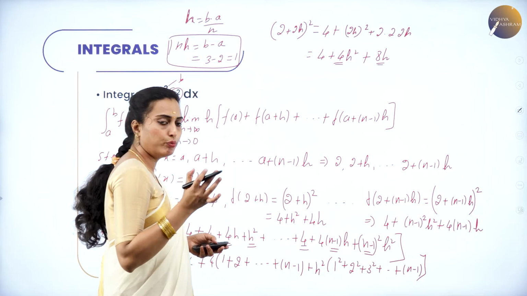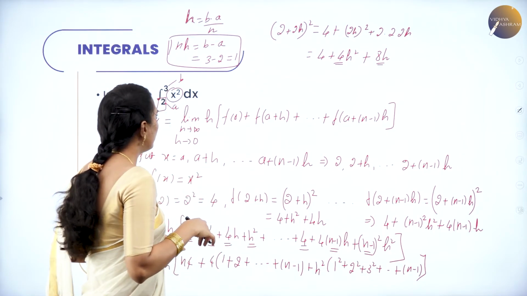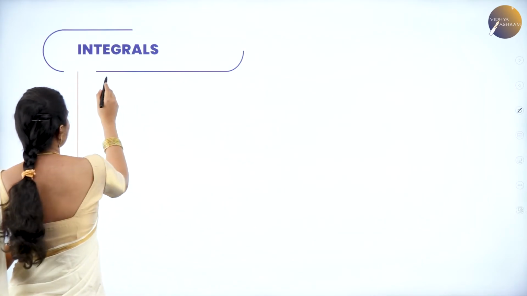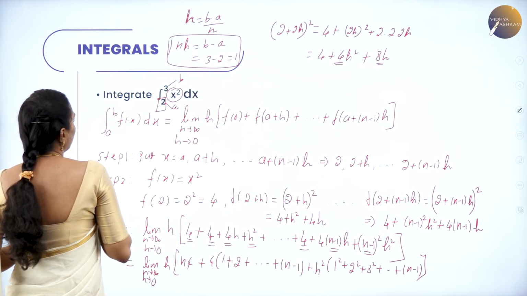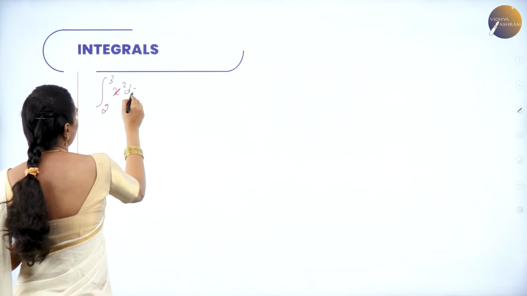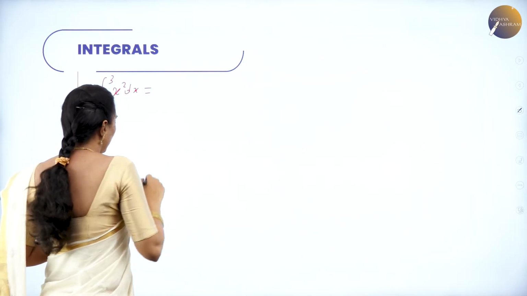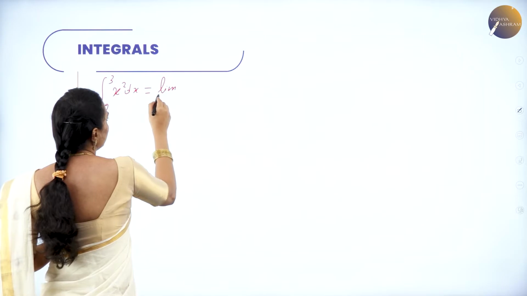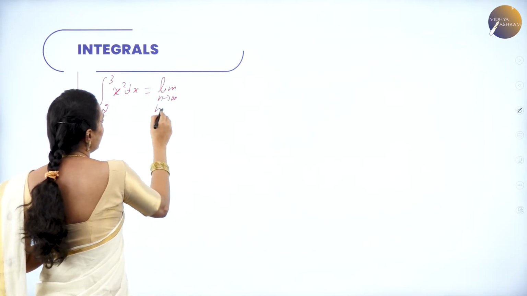That's it. I hope you are getting this step. Now we'll be moving on to the next one, which is the integral. They have given the problem from 2 to 3, the integral of f of x, which is x squared dx, which is equal to the limit as n tends to infinity, h tends to 0.